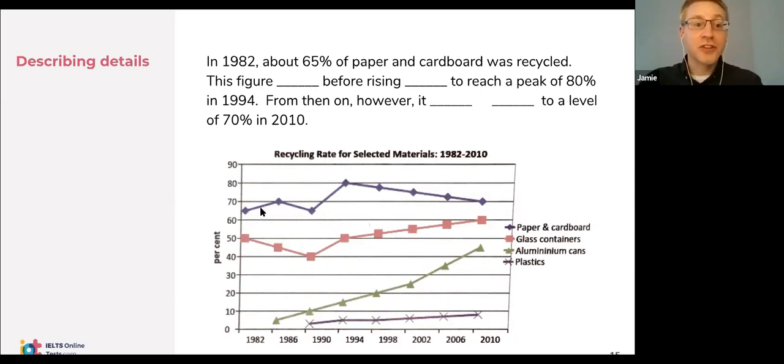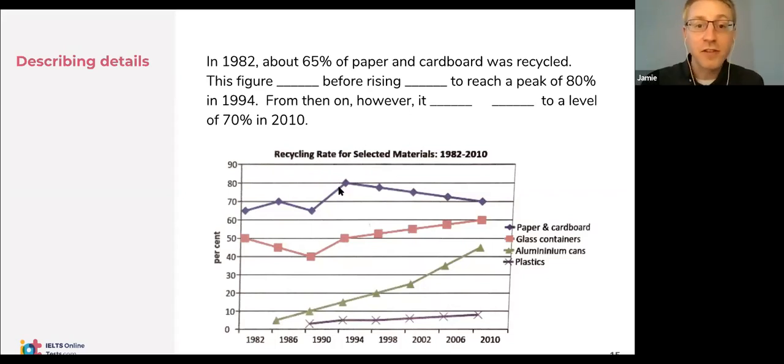Very good, Rania. Fluctuated. Yeah, this figure fluctuated. It went up and it went down before rising. How did it rise? Gradually or steadily? Steadily suggests slowly, Jahan. I think this one is a bit more dramatic.